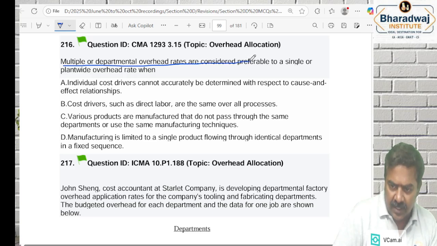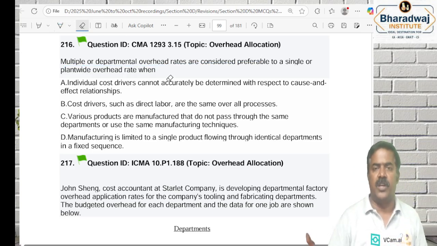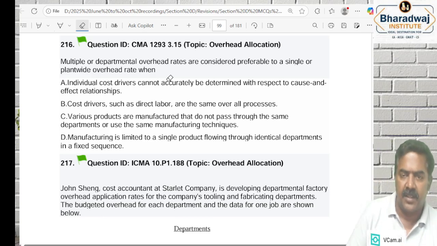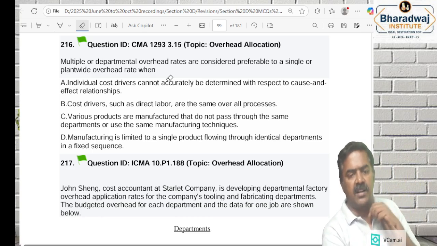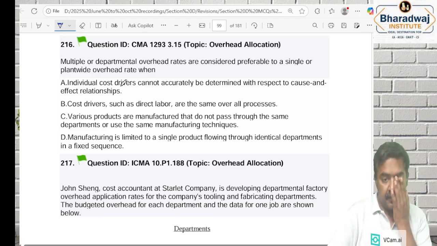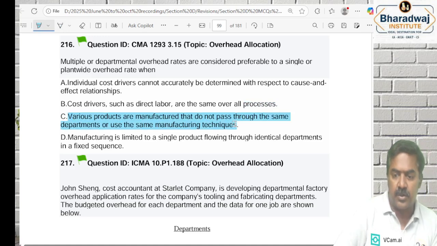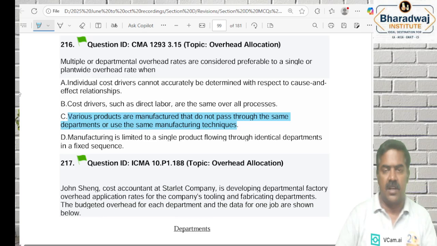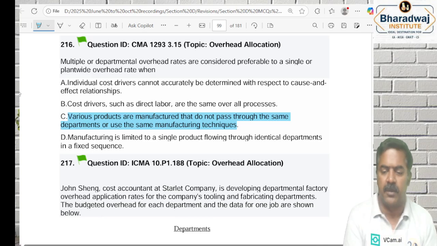Multiple department overheads are considered preferable, means for each department we are applying a separate overhead rate instead of the overall plant rate. Each production process gets a separate overhead rate instead of the overall overhead rates. A is opposite, sir. Answer is C: various products are manufactured that do not pass through the same department or use the same manufacturing technique. Which means different products are processed in different departments. So better to go with departmental overhead rates.